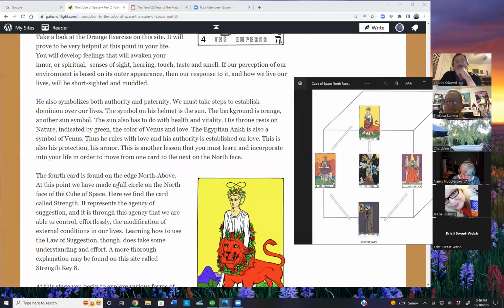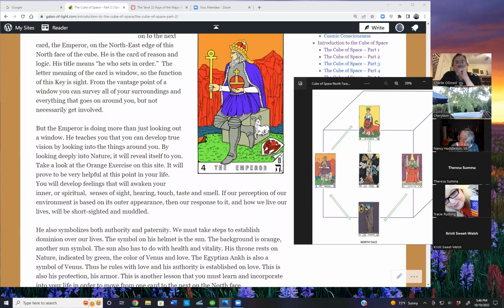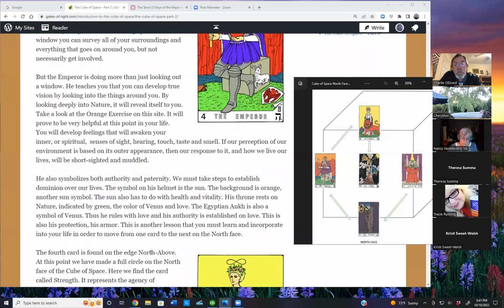He also symbolizes both authority and paternity. We must take steps to establish dominion over our lives. Crack that whip. The symbol on his helmet is the sun. So let's look at him. There it is. There's the sun up there. The background is orange, another sun symbol. The sun also has to do with health and vitality. His throne rests on nature, indicated by green, the color of Venus and love. The Egyptian Ankh here is also a symbol of Venus. Thus, he rules with love and his authority is established on love.